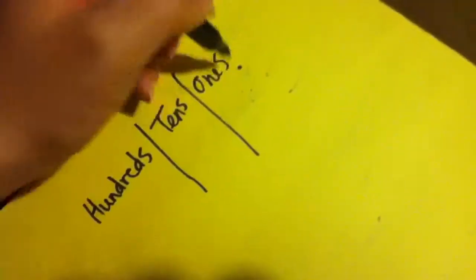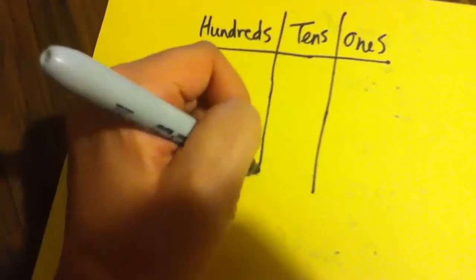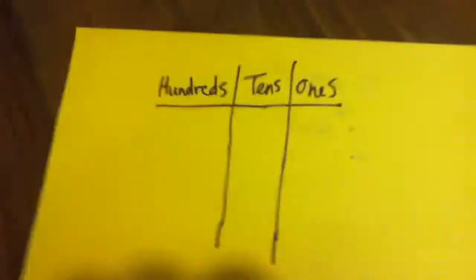So we're going to begin by writing out our place values, which are hundreds, tens, and ones. And of course there are thousands and higher place values, but we only go up to hundreds in this word problem, so that's why we're only going up to hundreds here. So our first number was 158.